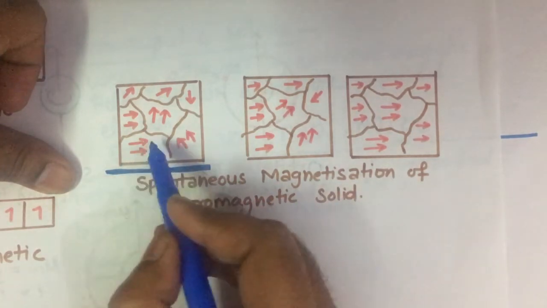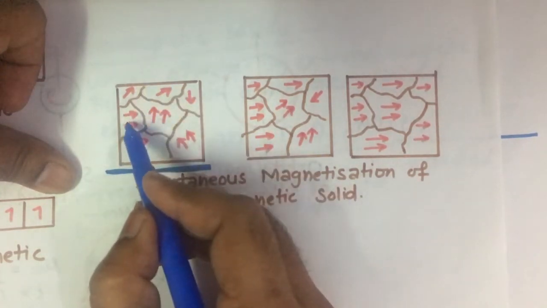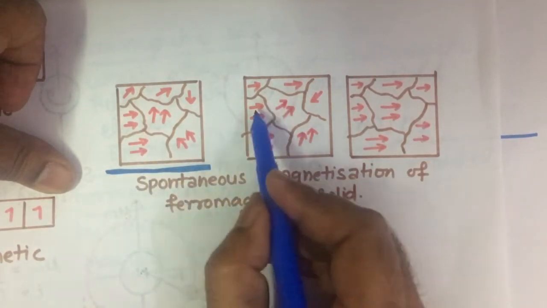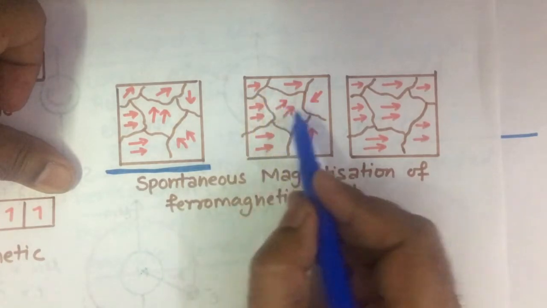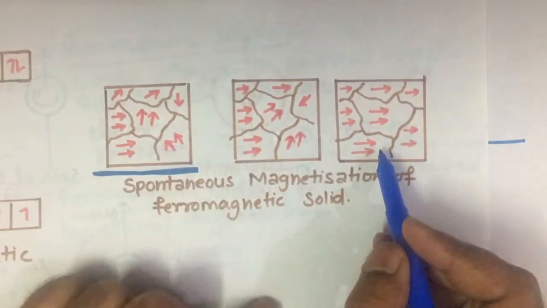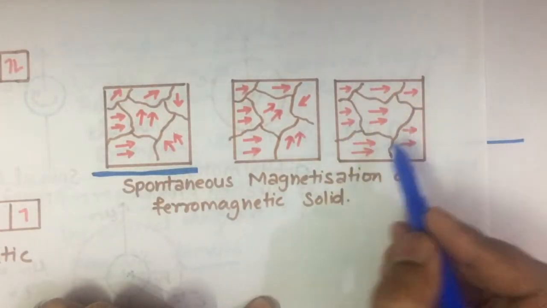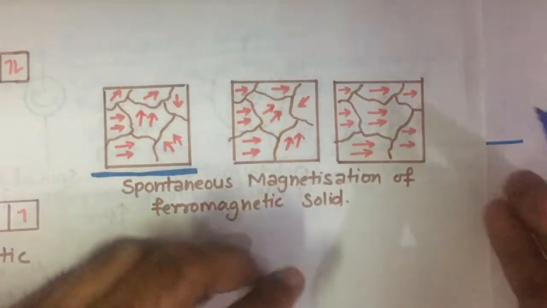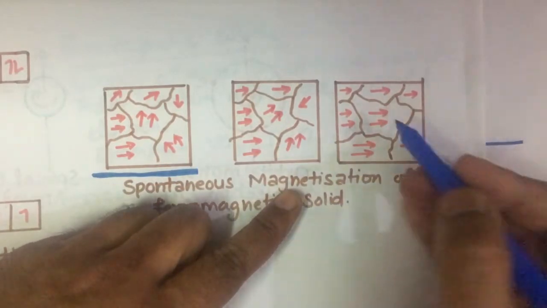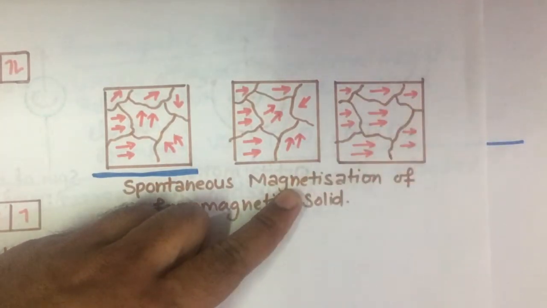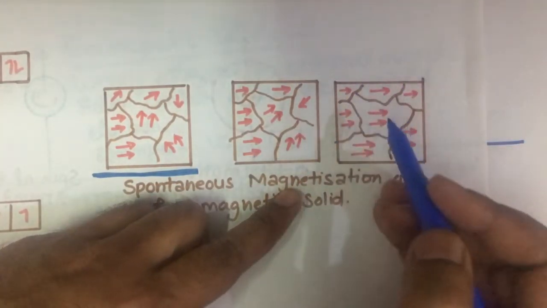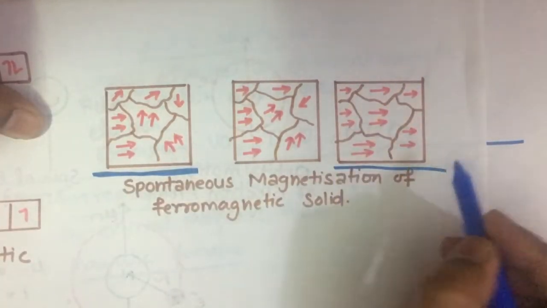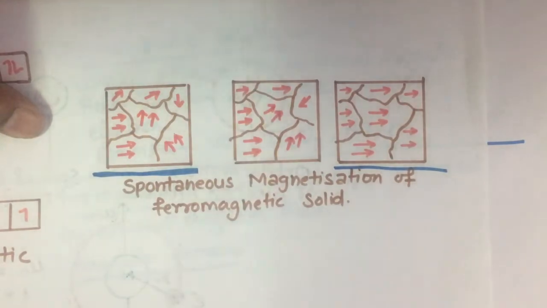Now these domains are randomly oriented, you see. When we place it in a strong external magnetic field, these domains start orienting in the same direction, and in this figure all the domains are in the same direction, and all these magnetic moments add up, giving a strong magnetic field. Even if you remove the external magnetic field, their magnetism is permanent and they behave as a permanent magnet.